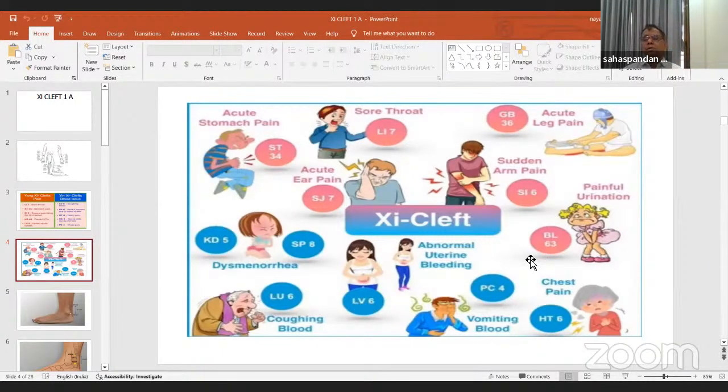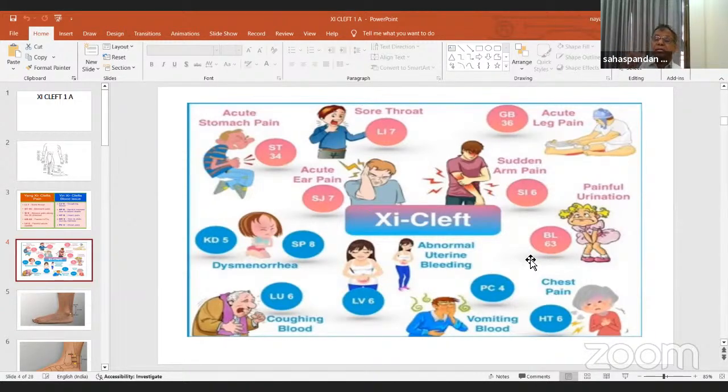So now let us discuss more. We discussed the 12 meridian Xi-Cleft points. In addition, there are 4 accumulation or Xi-Cleft points for the 4 extraordinary vessels. There are 4 accumulation points for the 4 extraordinary vessels: the yang and yin stepping vessels and the yang and yin linking vessels.